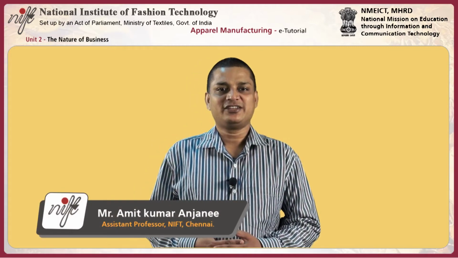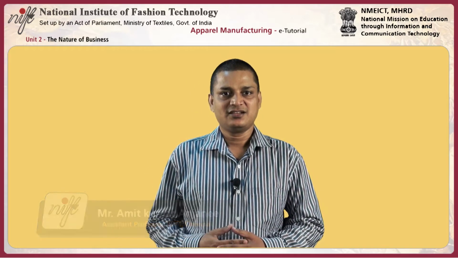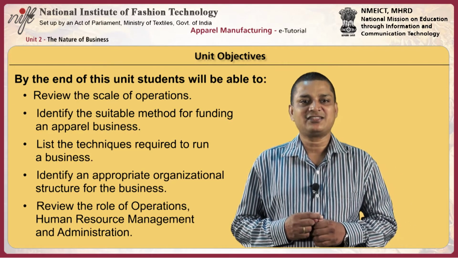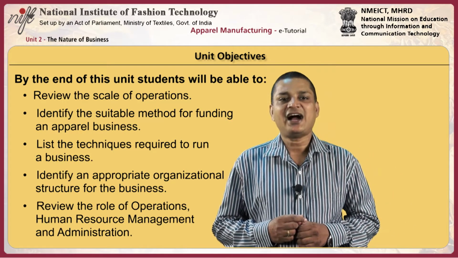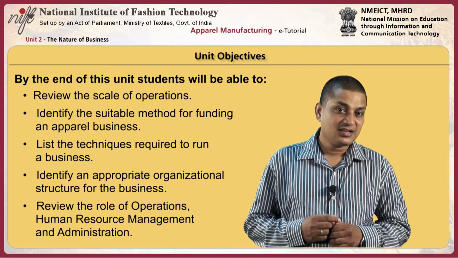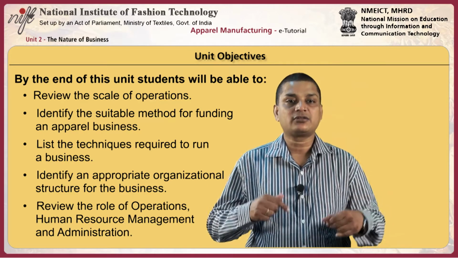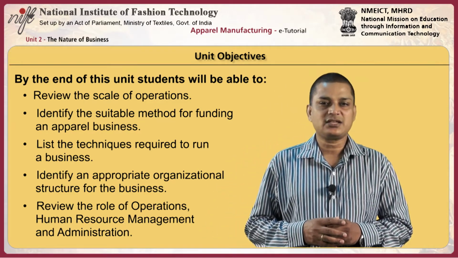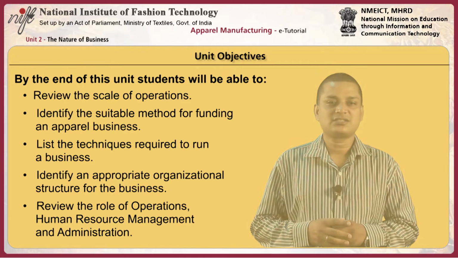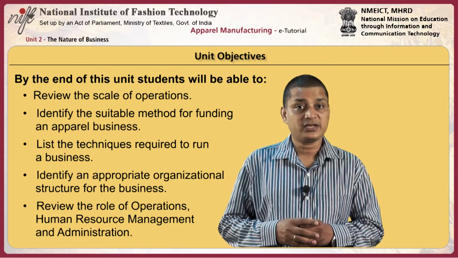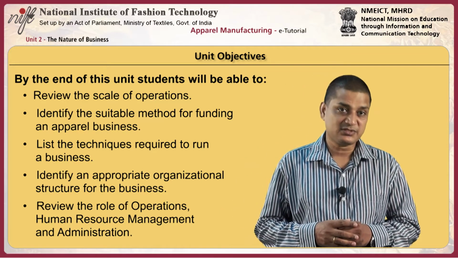Welcome to the unit on the nature of business. By the end of this unit, students will be able to understand the scale of operations, identify the suitable method for funding an apparel business, list the techniques required to run a business, identify an appropriate organizational structure for business, understand the role of operations, human resource management and administration.